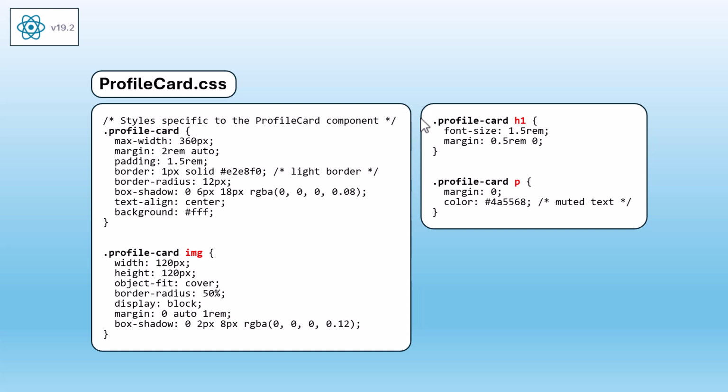using border radius, 50%. The image is centered in the card and uses object fit cover to keep proportions correct without stretching. Finally, we style the header and paragraph elements inside the card by adjusting font size, color, and spacing to improve readability and visual hierarchy. Overall, these styles help the profile card component look polished and consistent across the app.